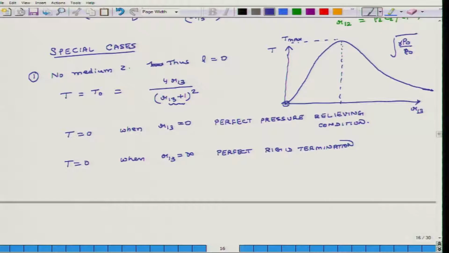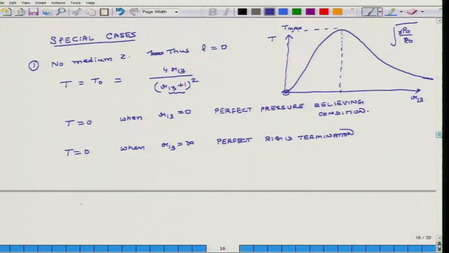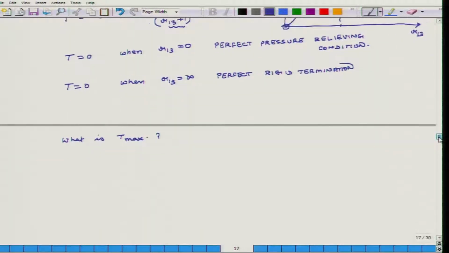So this is the first situation related to this graph: when R13 equals 0 and when R13 is infinite, the transmission factor becomes 0. Now we look at the situation of what the maximum value is. So what is T max? Theoretically T max cannot be more than 1, because whatever energy is coming, you cannot have more energy getting transmitted back.